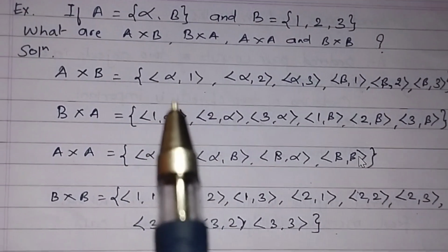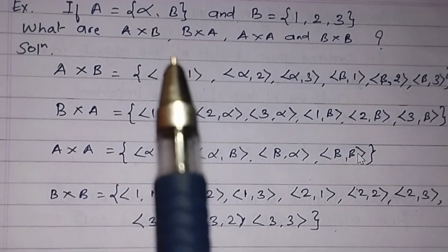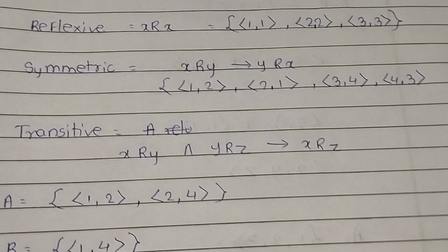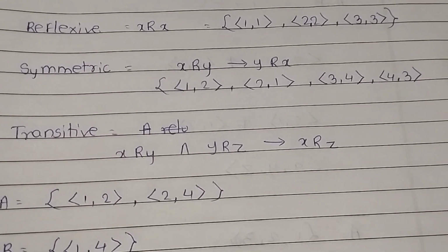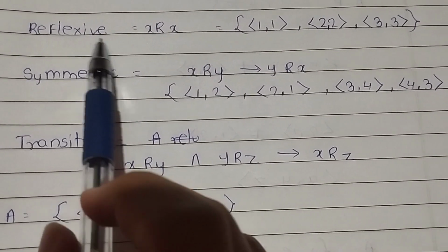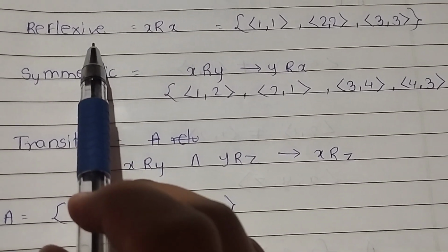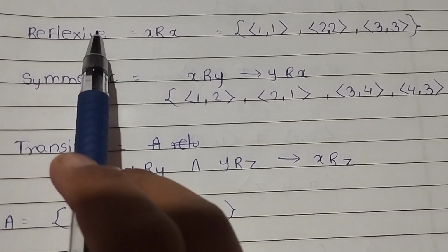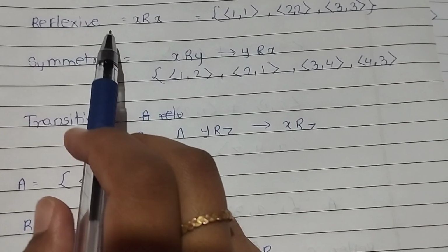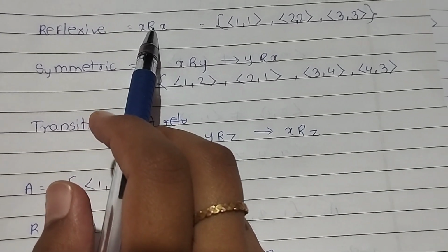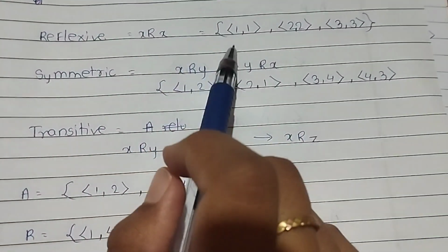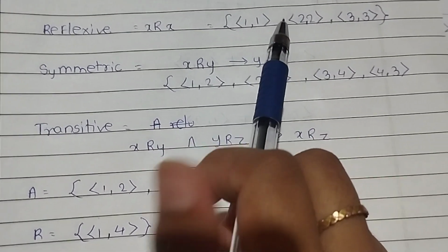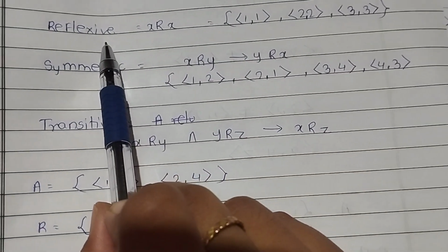If a question asks you to write the Cartesian product of these sets, then write it correctly. Now some properties. First is reflexive. The definition is in the PDF in the description box. I only give the idea of what reflexive means: X is related to X, for example 1 1, 2 2, 3 3. If that type of set is given, then it is reflexive.